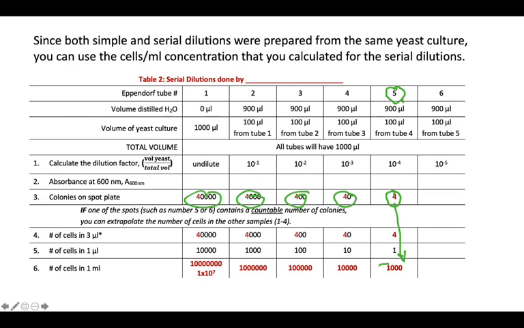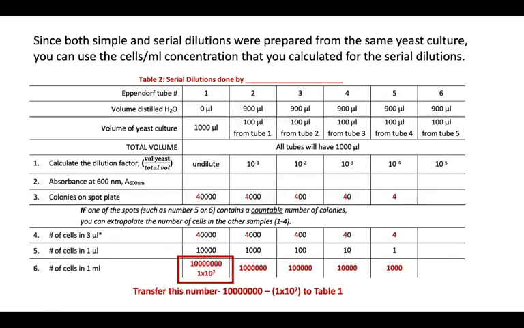And then we can go down and determine if there were 4 cells in 3 microliters. We divide 4 by 3 to get, we're going to round it to 1 cell in 1 microliter. And then to go from microliters to milliliters, we're going to multiply by 1,000 because 1 milliliter contains 1,000 microliters. So we now have 1,000, 10,000, etc. And we now know that our original culture contained 1 times 10 to the 7 cells per mil.